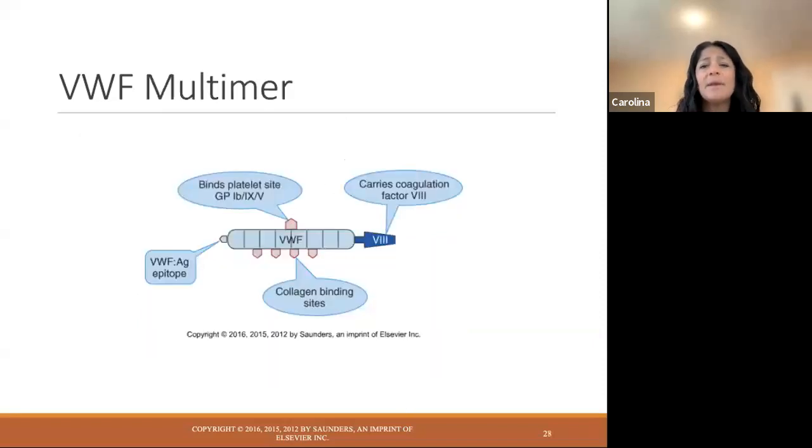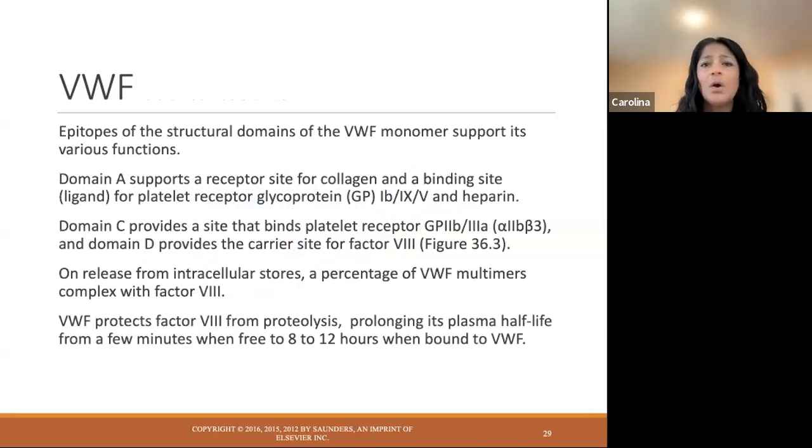So each von Willebrand factor monomer has 4 functional domains that bind to factor 8, glycoprotein 1B-IX-V, glycoprotein 2B3A, and also collagen. So it has domains and binding sites for specific receptors, okay? And obviously, as soon as von Willebrand's factor is released from storage, it will find factor 8, and it will bind to factor 8 because it needs to protect factor 8.